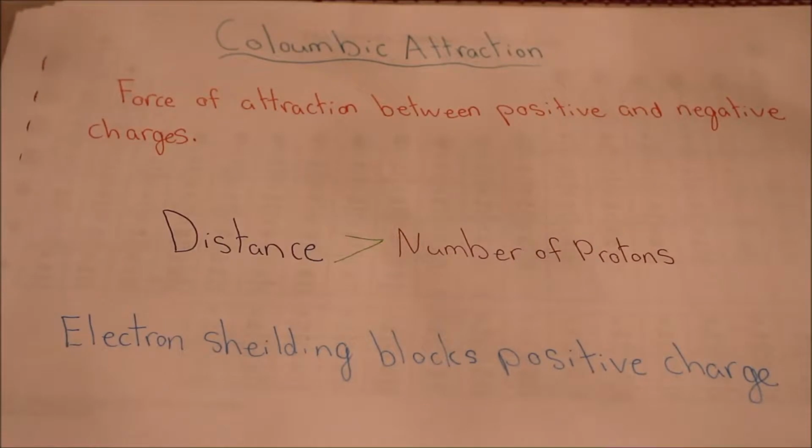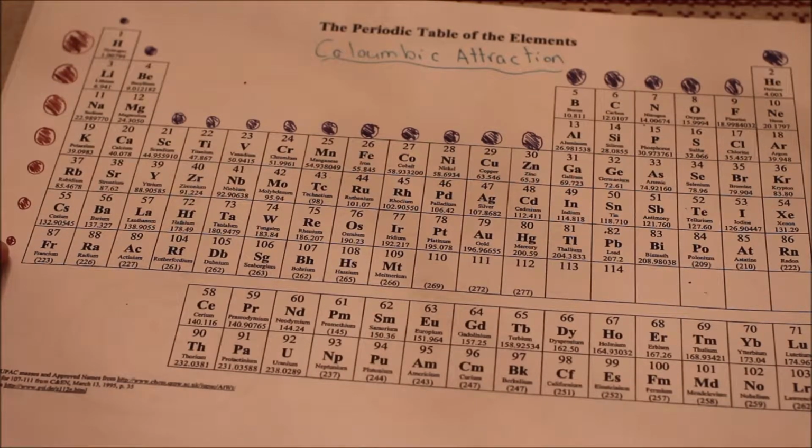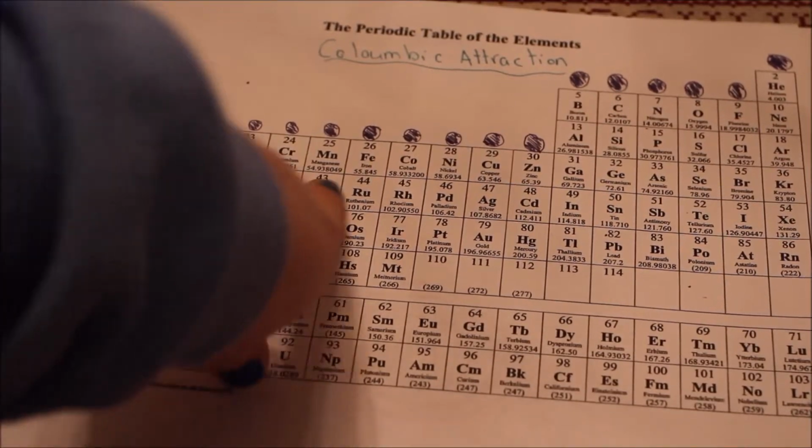The next thing we're going to talk about is Coulombic attraction, and that's the force of attraction between positive and negative charges. Now, there are a lot of different factors that play into this, but the most important one is distance. So distance is always going to be a greater factor than the number of protons. So if you look here at this periodic table, you'll see that Coulombic attraction increases as you go up a group, but it remains the same as you go across a period.